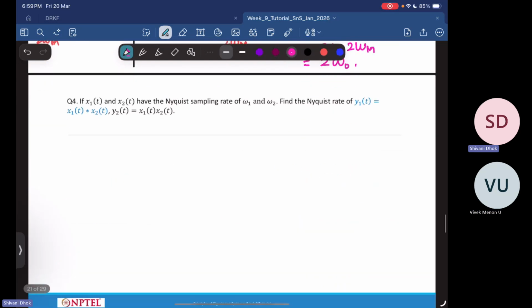Okay, so let's move on to the fourth question then. So we'll spend some time in understanding this Nyquist rate business. It's important. It forms the basis of many future courses, including digital signal processing, and all of your communication courses if you are going to take them in your future semesters. Okay, so let's move on.